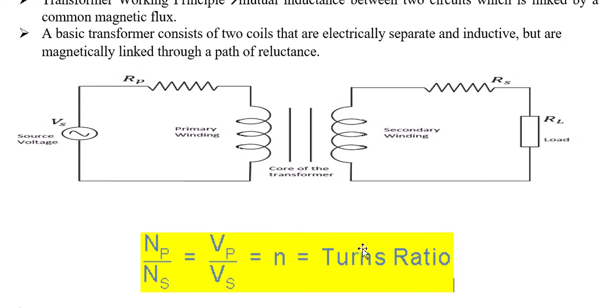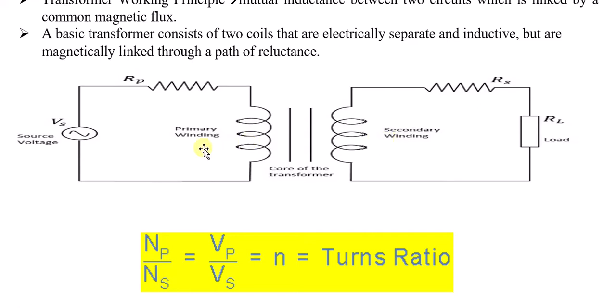Before going to this equation, we will try to understand the circuitry first. See, this is circuit 1, this is circuit 2. In circuit 1, a voltage source Vs is applied, and Rp is the resistance. Then this is coil 1, the primary winding. What is this primary winding and secondary winding? I will make it clear.